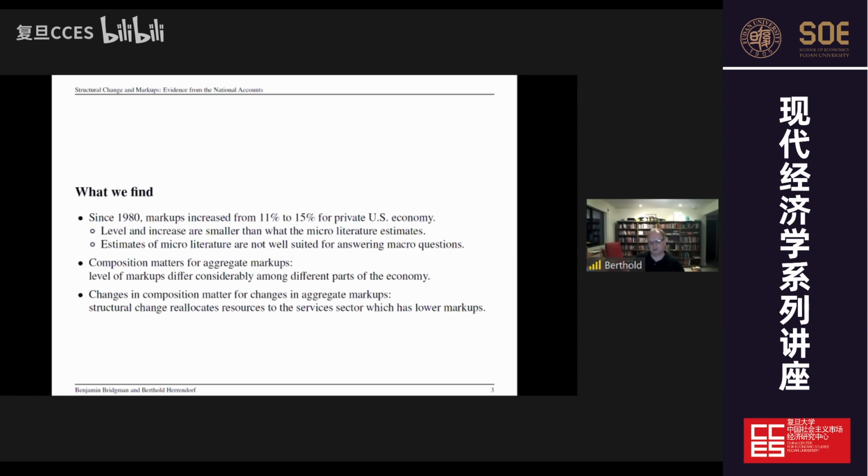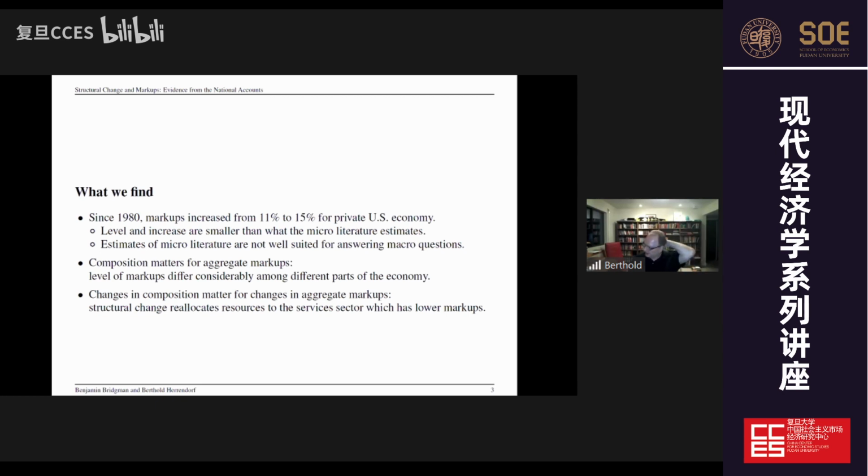A second way in which I will explain that is I will show that changes in the composition matter for changes in aggregate markups, and there the structural change trick comes in. It's always the same trick in every single paper. Structural change reallocates resources to the services sector. And it turns out the service sector has lower markups, so you measure fairly big and increasing markups in the goods sector, which much of the micro-literature focuses on. But when you aggregate, that doesn't translate one-to-one into large and increasing markups at the aggregate level, because there's this other sector where things are very different.